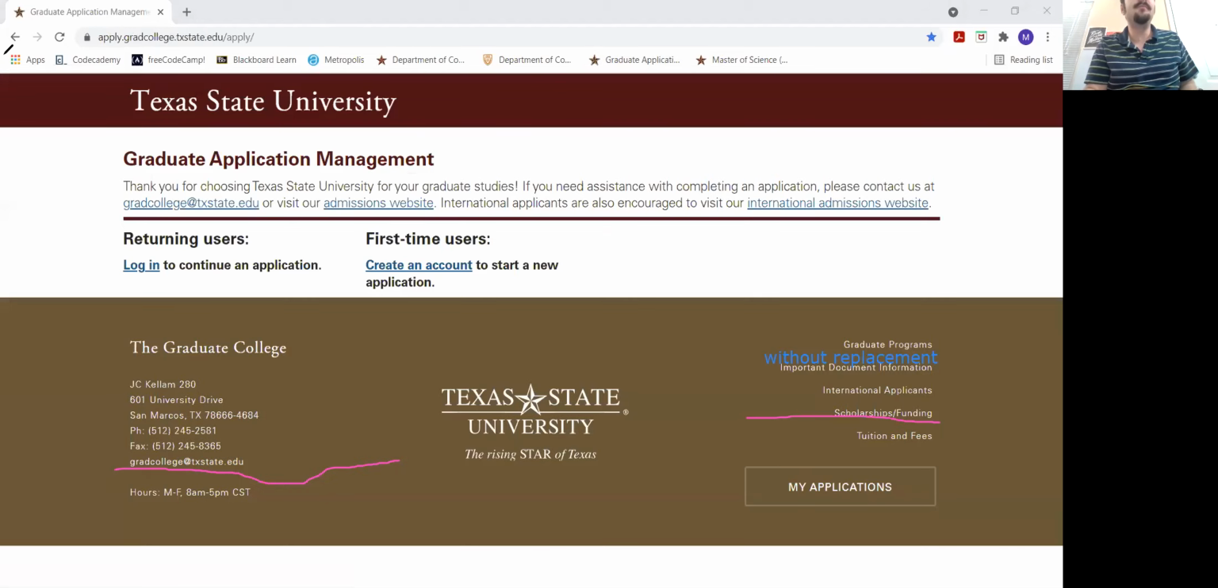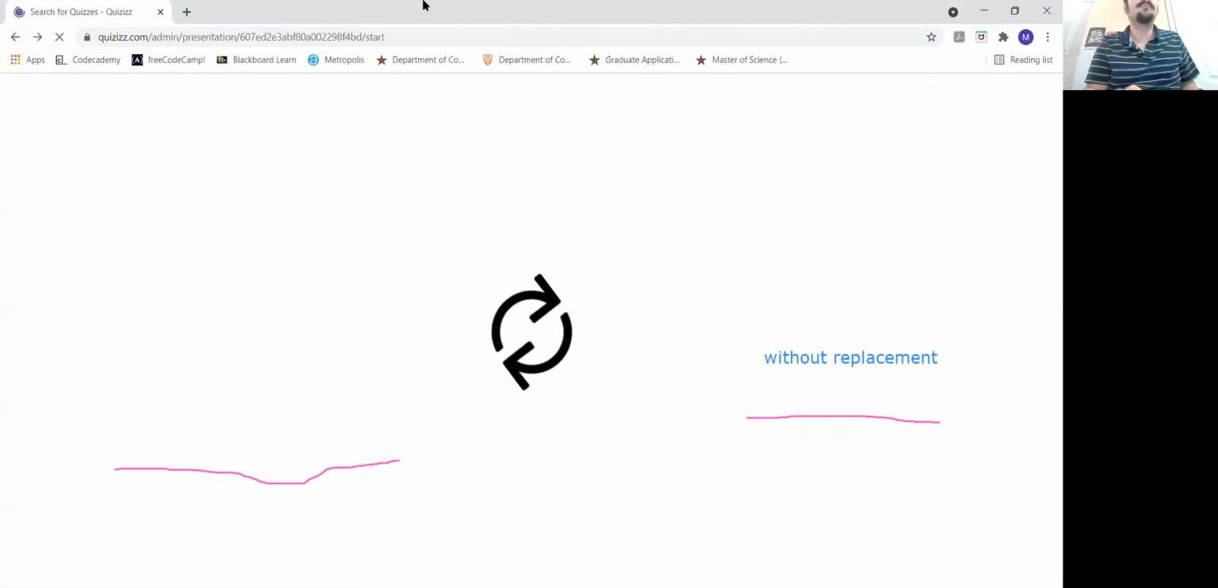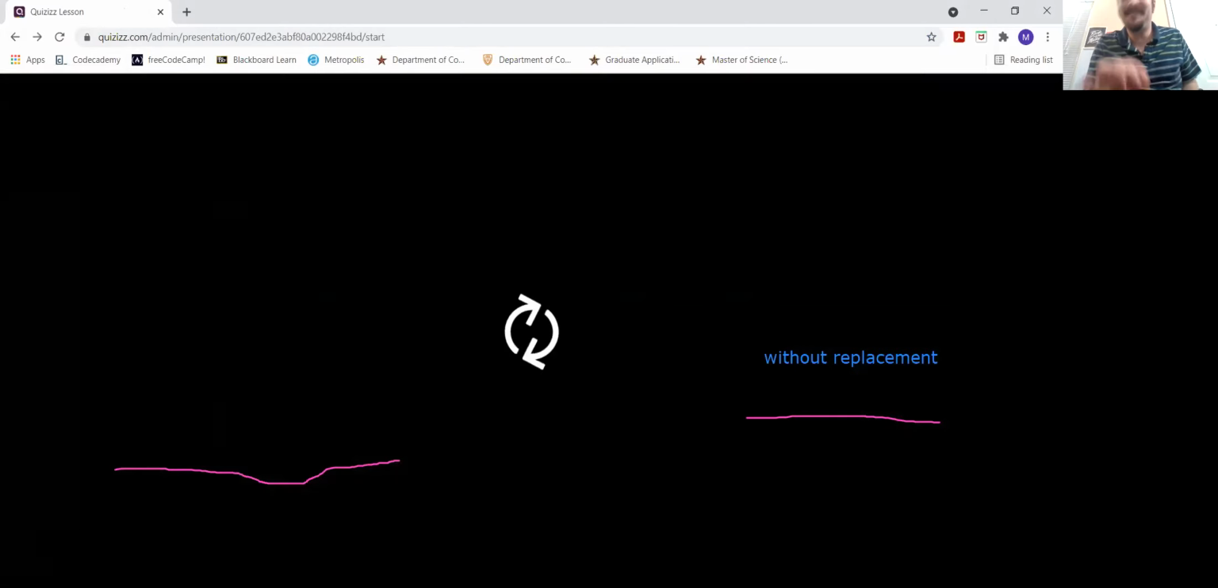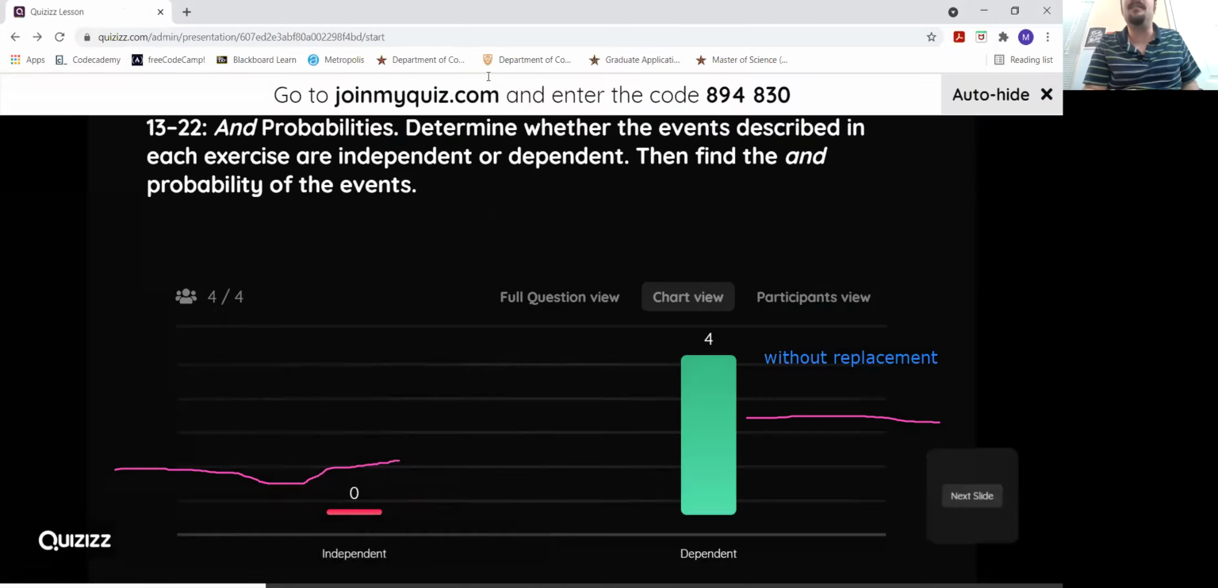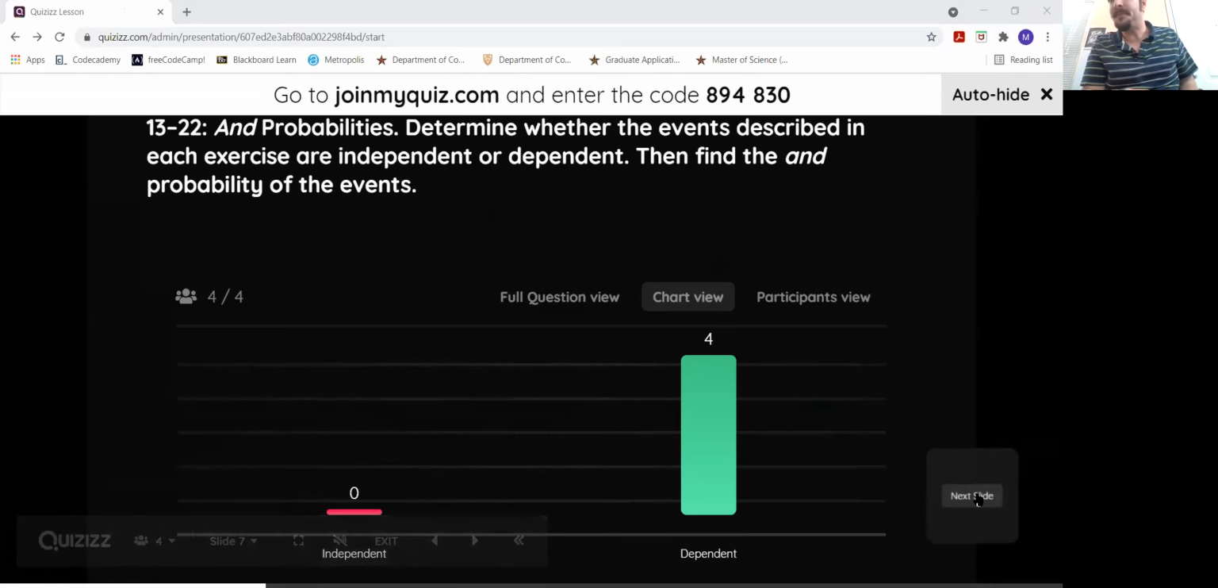Oh, shoot. What the heck? I hit my bookmark for grad college. Okay, that's not what I was trying to do. I was trying to clear my annotations and go to the next slide. That's what I was doing.